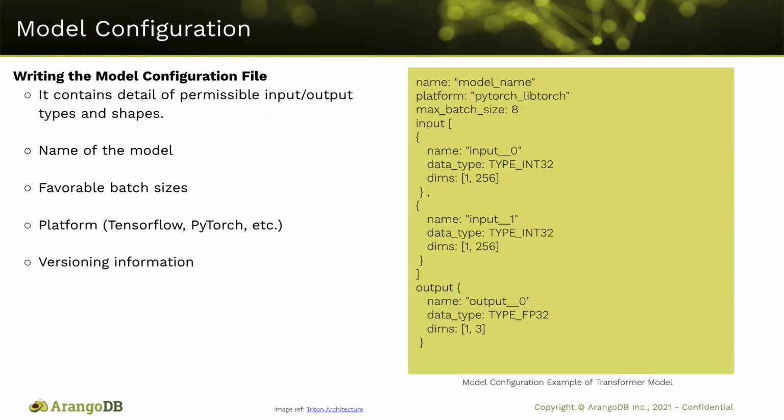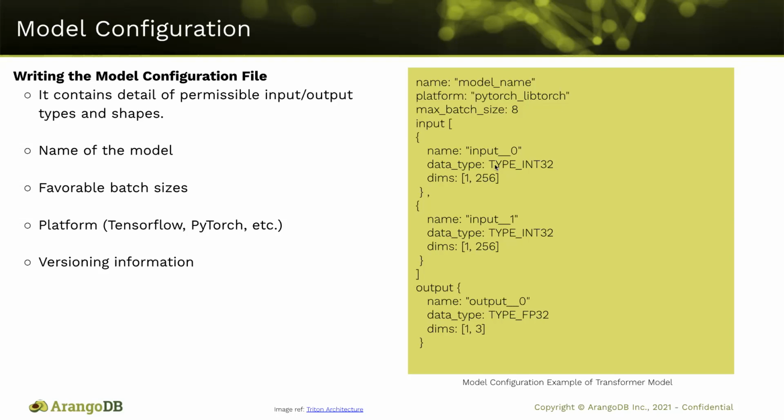So this is the model configuration file, how it looks. This model configuration file contains the details of all the permissible input or output types, shapes, favorable batch sizes, versioning, and platforms. Since the server doesn't know the details about these configurations, we write them into a separate configuration file.